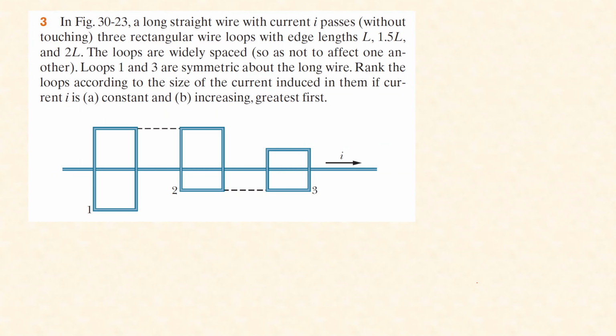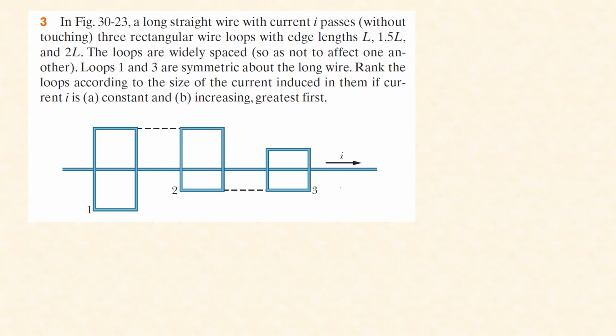In this figure, a long straight wire with current I passes without touching these loops. Three rectangular wire loops with edge lengths L, 1/2 L, and 2L. The loops are widely spaced so that they don't affect each other. Loops 1 and 3 are symmetric about the long wire. Rank the loops according to the size of the current induced in them: A, if the current I is constant; B, if increasing. Greatest first.